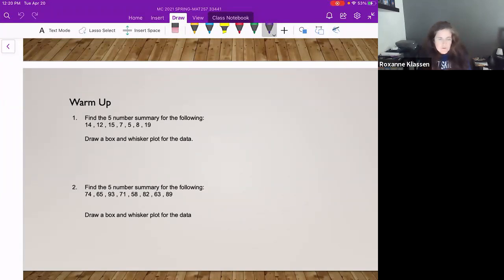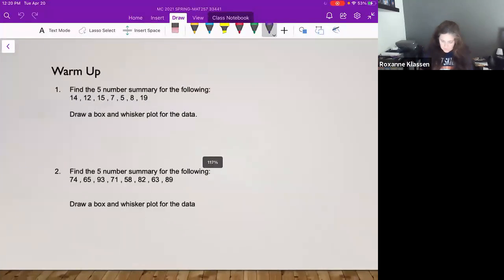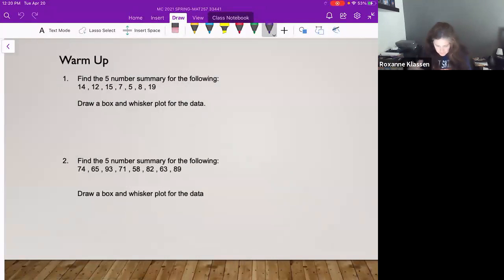Why don't you try to draw a box and whisker plot right now for these? I'll let you pick. You can either do number 1 or number 2. If I give you too long, you could do them both, but try either number 1 or number 2. Find the 5-number summary and then draw the box and whisker plot. The only reason I make you find the 5-number summary is because that's how you make the box and whisker plot, right? And see if you can add in all those little precise things like a title, a number line underneath, an accurate interval, and unit.